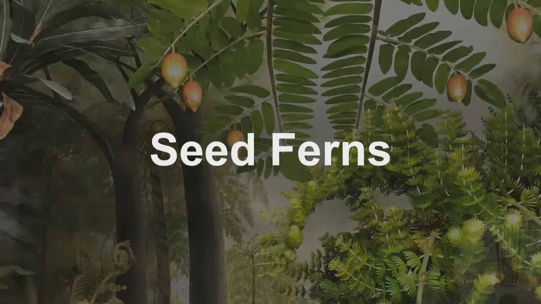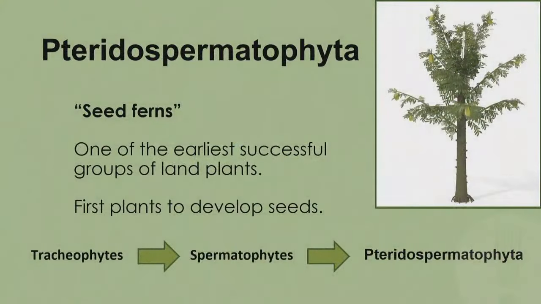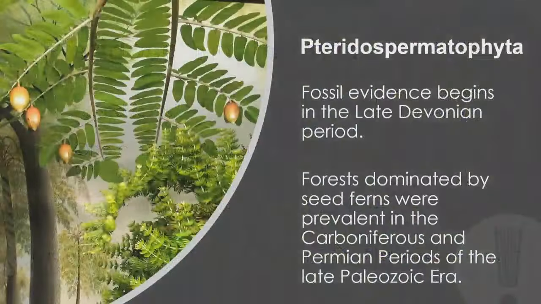These are no longer around, but these were ferns that no longer reproduce with spores, they reproduce with seeds. Or these Pteridospermatophyta. Here's a mouthful for you. One of the earliest successful groups of land plants and the first to develop seeds. The fossil evidence for the Pteridospermatophyta begins in the late Devonian period. Remember the Devonian explosions, when we start to see this rapid development and explosion of different types of plants. This is laying the groundwork for other modern plants to evolve.